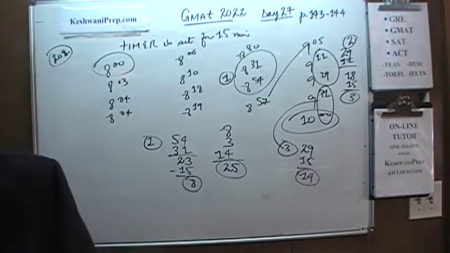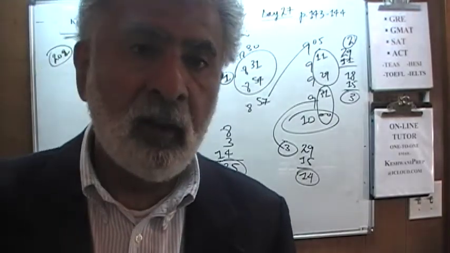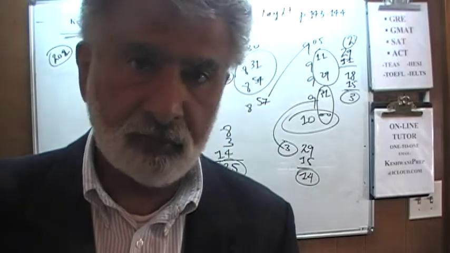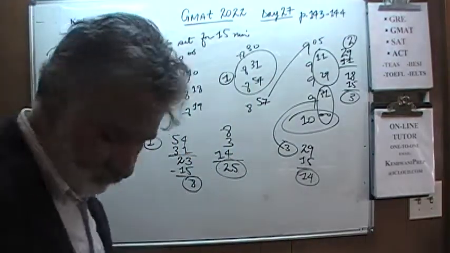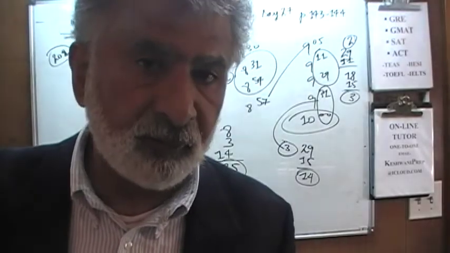As you can see, the math is not very complicated here. The math is very straightforward. All they're trying to see here is how well you can think under pressure. That's all it is. They just want to see your thinking process. Not only are they trying to see our thinking process, but the thinking process under pressure.